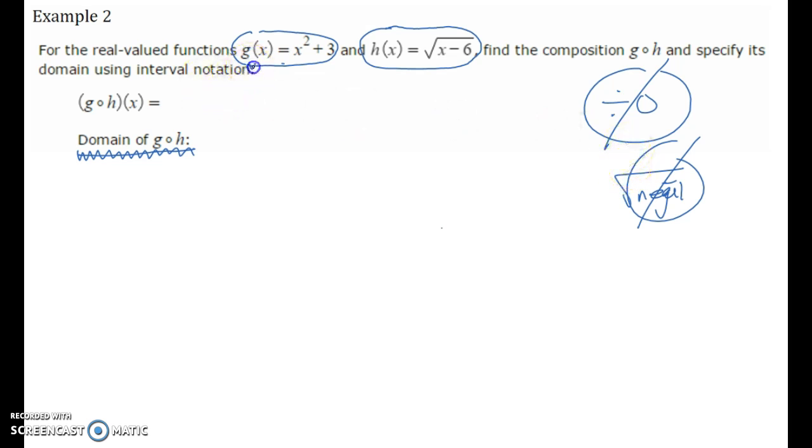be careful. This function, there's no dividing and there's no square rooting, so this guy's domain is all real numbers, so it's not such a big deal. But this fella here, that's got a square root in it, and you cannot square root negative numbers. Saying something's not negative is the same thing as saying it's more than or equal to 0.